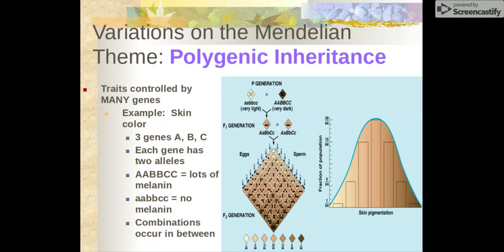Skin color is another excellent example where we've got multiple genes that are controlling the expression of this trait. And it's all about the amount of melanin in the skin. So the more dominant alleles an individual has, the darker their skin's going to be. The more recessive alleles an individual has, the less melanin that they're going to have in their skin. And so we get this whole continuum of skin pigmentation based on the alleles that individuals inherit.